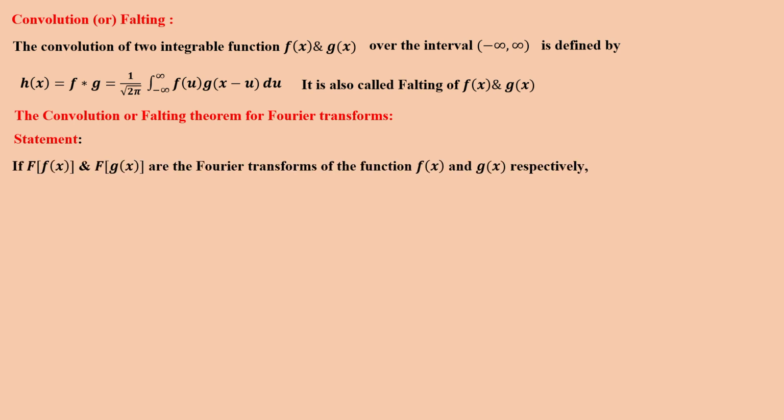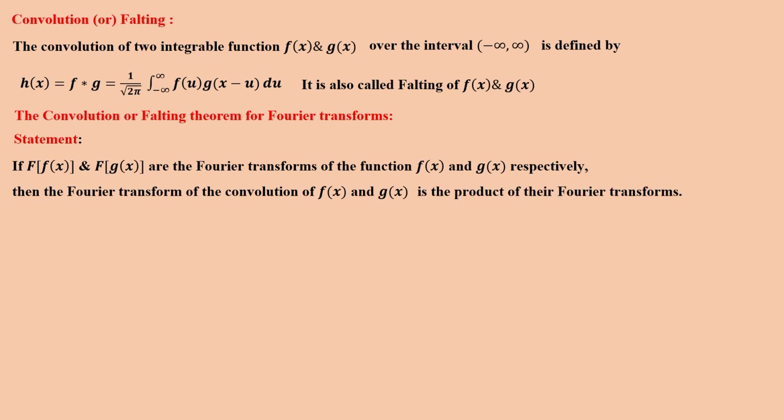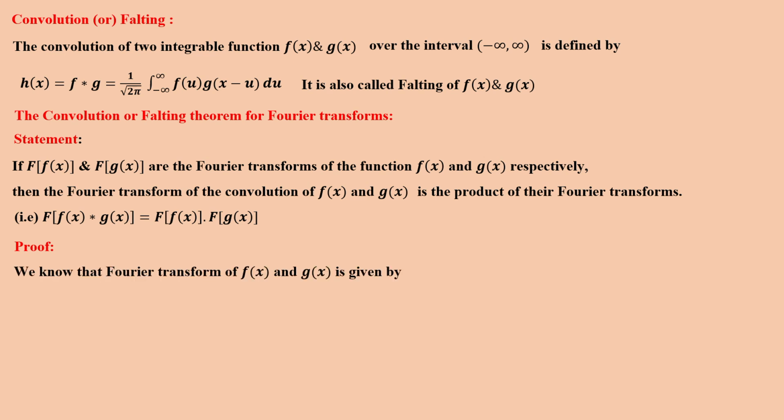So if capital F of f of x and capital F of g of x are the Fourier transforms of the functions f of x and g of x respectively, then the Fourier transform of the convolution of f of x and g of x is the product of their Fourier transforms. That is, Fourier transform of the convolution of f and g, that is f of x star g of x, is equal to the product of their Fourier transforms: Fourier transform of f of x into Fourier transform of g of x. We will see the proof.